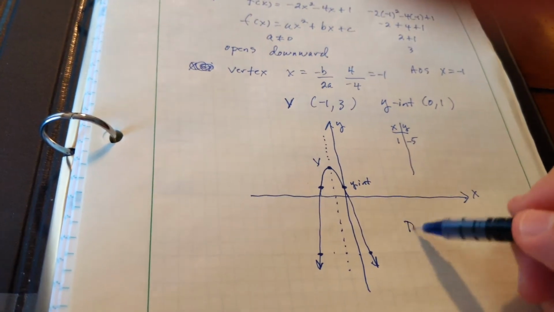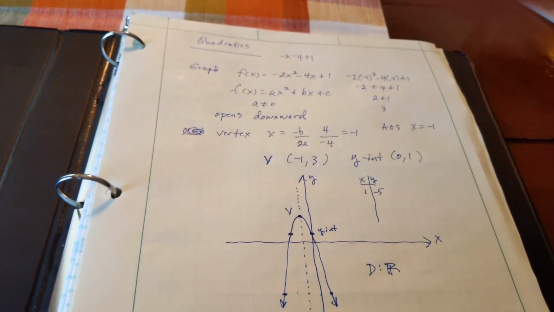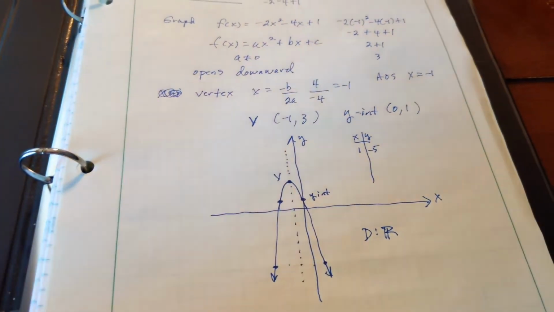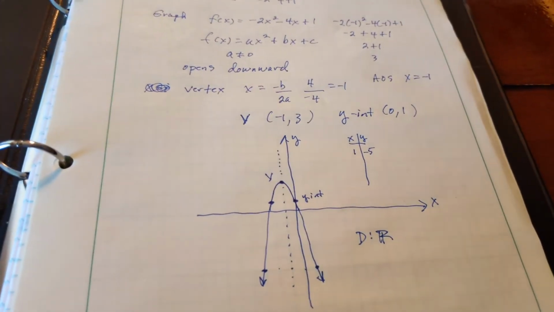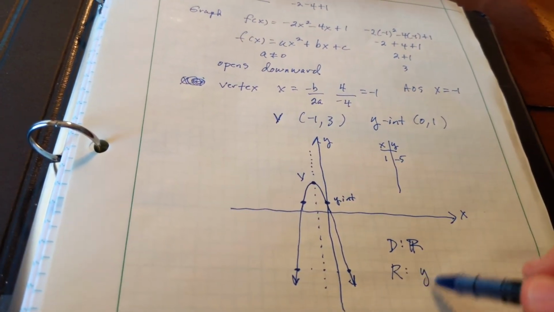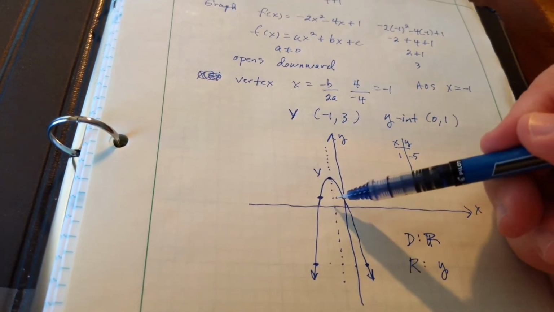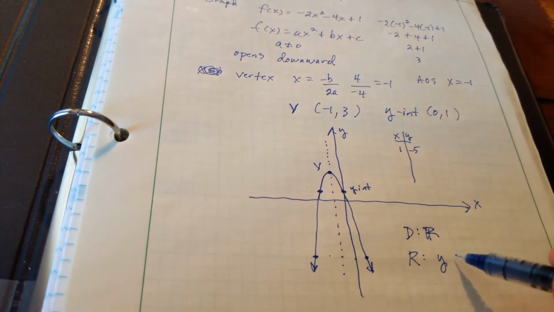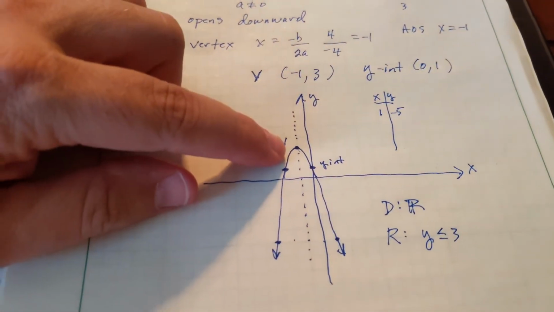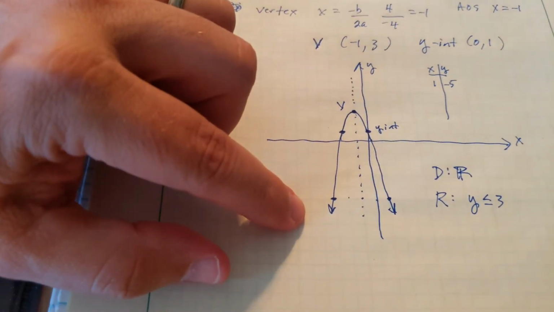Now, my domain is all the real numbers, because on a quadratic, the domain is going to be the x values that are a part of this graph, and that's always going to be all the real numbers. Every x value is a part of this graph. But the range is the y values, and the y values start here, and notice it goes downward. So this is 1, 2, 3, so I'm going to say y values less than or equal to 3. That's the range. The y values start here at 3 at the highest point and go down.